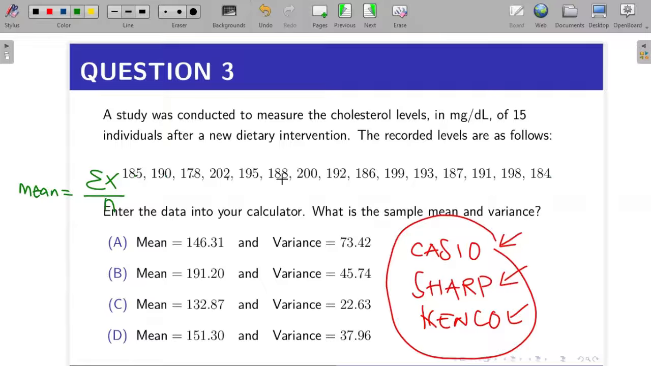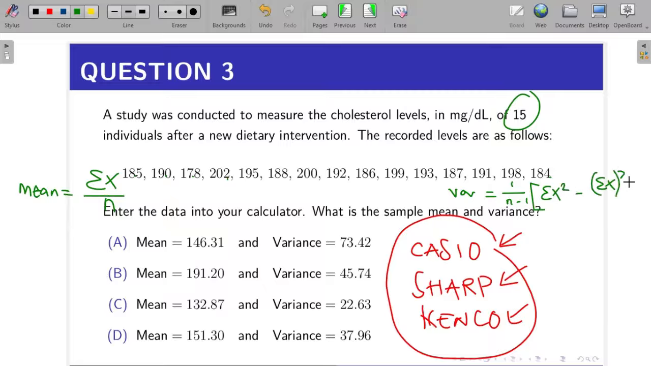And then for the variance, you use the formula for the sample variance, which is equal to 1 over n minus 1, and then in the brackets, I'm going to have the summation of x squared minus the summation of x, squared, divided by n.